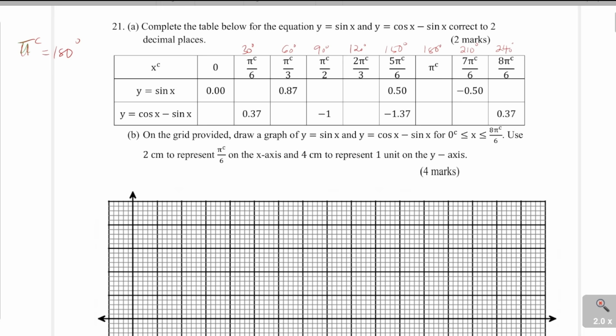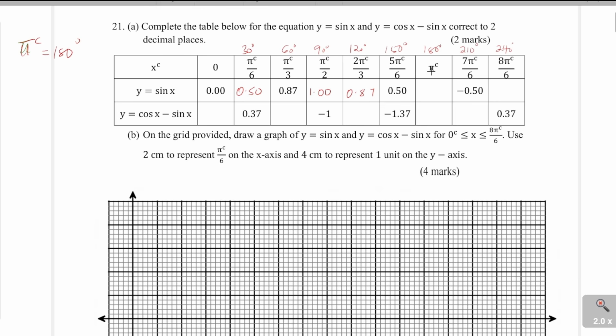So this will give 0.50, correct to 2 decimal places. Then 60 will be 0.87. That one is given there. So the other one is 90. Sine of 90 degrees, that is 1.00. 120, that is 2 pi radian over 3, and that one will be 0.87. Then the next one, 150, 0.5 is given.